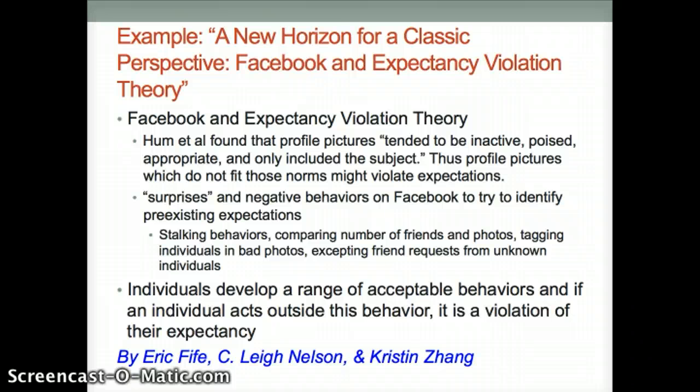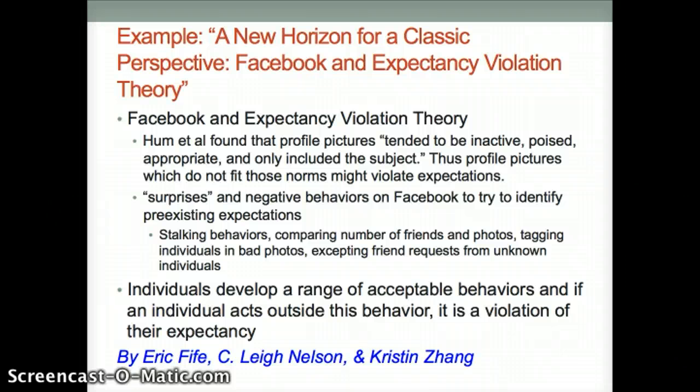expectancy. Within the article, the authors show research that has explained how profile pictures are meant to be used and that they generally tend to be inactive, poised, appropriate, and only include the subject. However, if profile pictures do not fit these norms, then it violates these expectations. An example of this would be if an individual were to have a profile picture revealing inappropriate body parts.